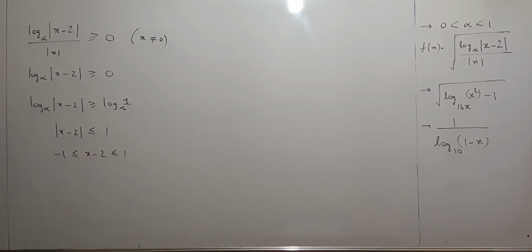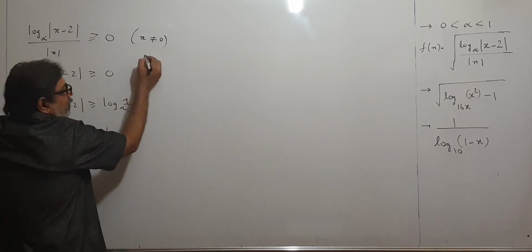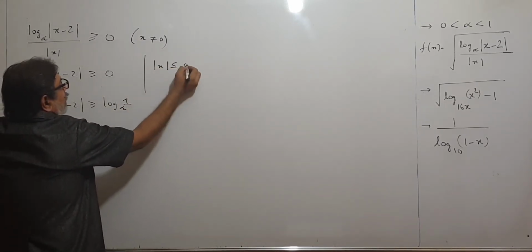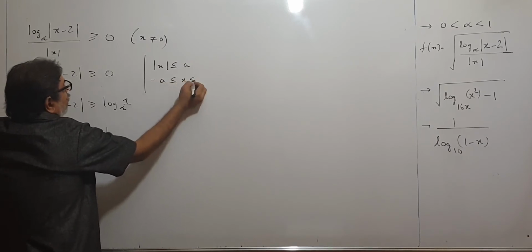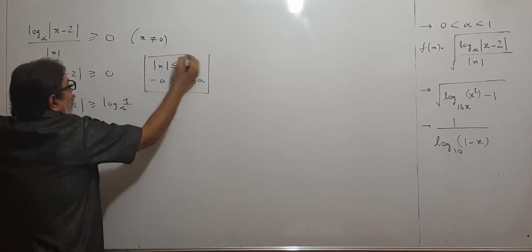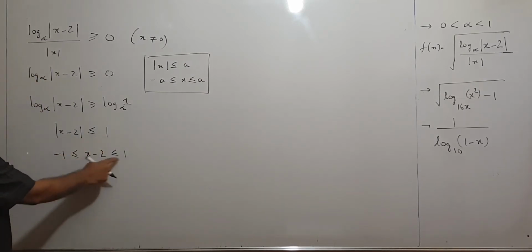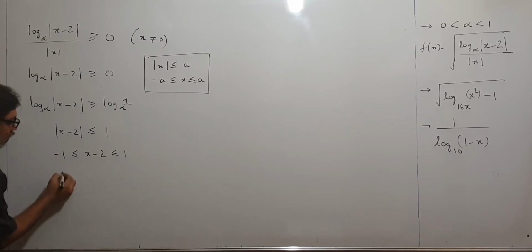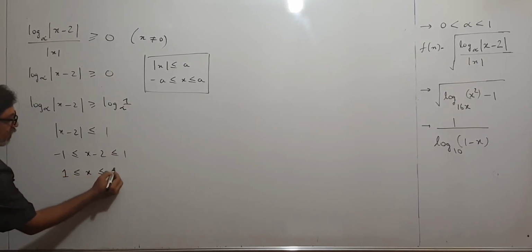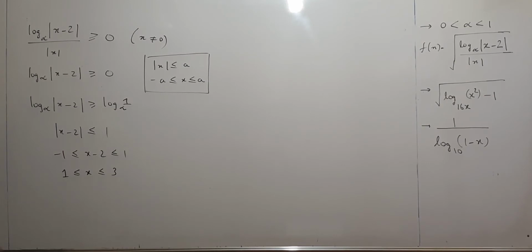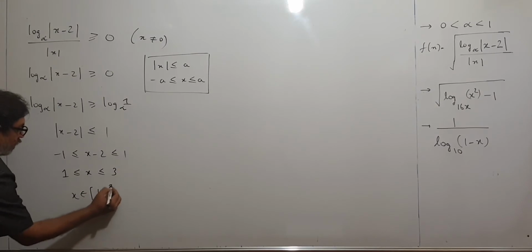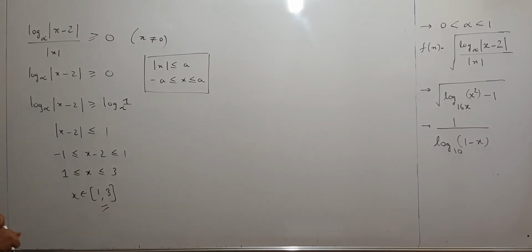Properties you know of mod. Let me write here again. Mod x less than or equal to a means minus a less than or equal to x less than or equal to a. Add 2 to all, so 1 less than or equal to x less than or equal to 3. So we get x between 1 and 3. And x is not 0, that is the point, but x equal to 0 is not falling into this anyway. So what is our domain? X belongs to 1 to 3. This is the answer.